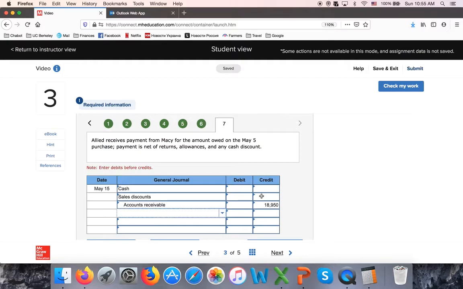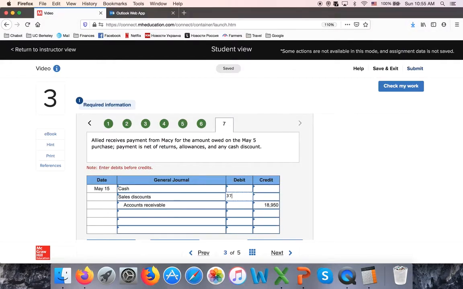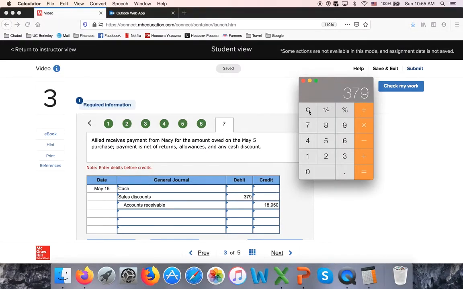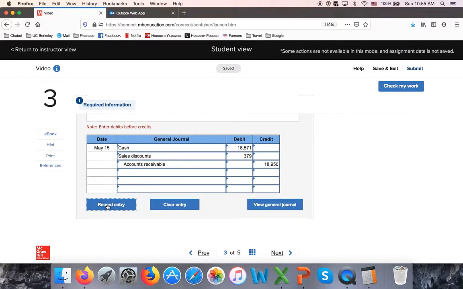18,950. I think it's easier to start from the bottom. And then we give them a 2% discount. So if you multiply 18,950 by 0.02, that's 2%, that's $379. That's the sales discount. And then the difference is the check we are receiving. So if you take 18,950 and subtract the discount, that gives us the amount we're missing in cash, which is $18,571. And that's it. So that concludes this exercise.